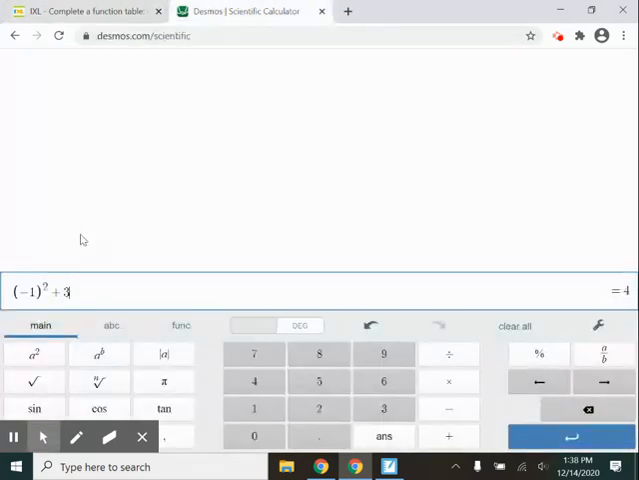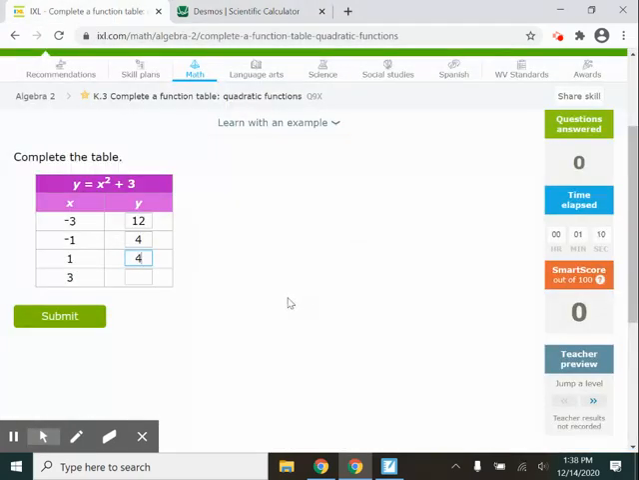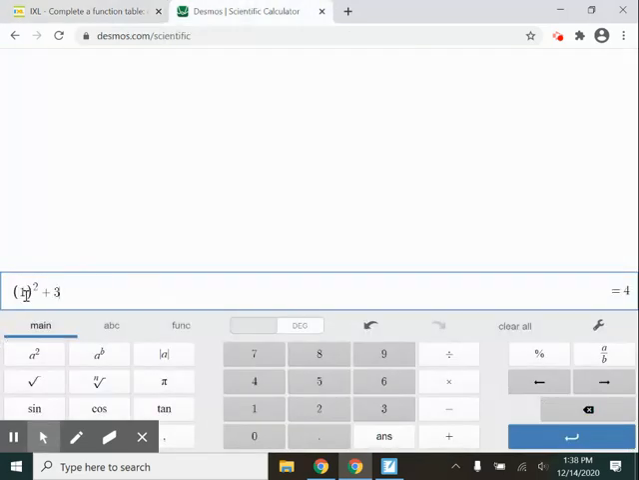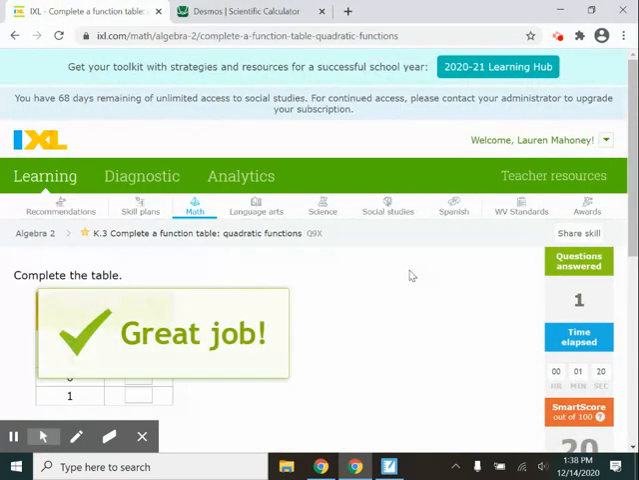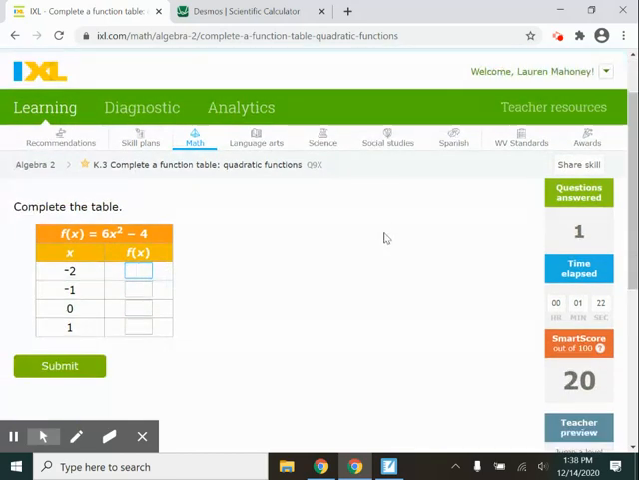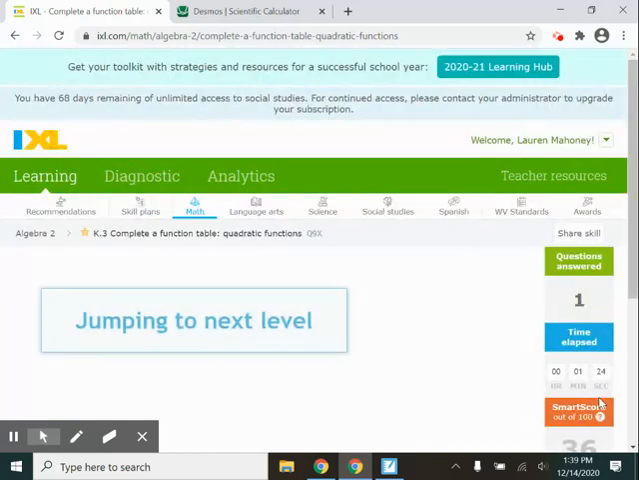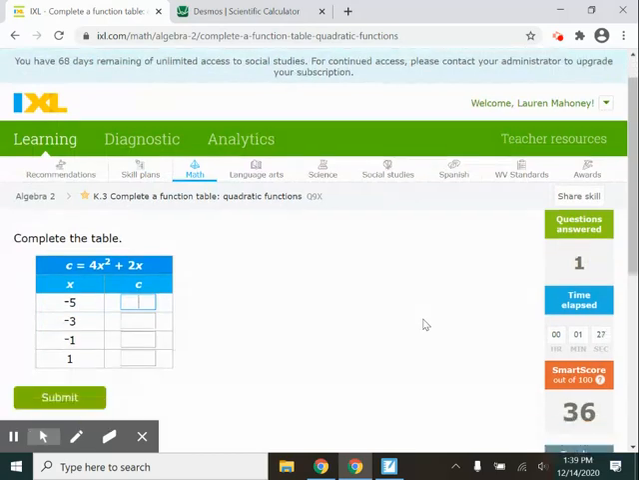For +1, I'm going to get rid of that negative there. That's also going to give me a 4. And then I need to put in for a 3, and you can see that one gives me 12. And that's all you need to do. And this section is actually really easy whenever you have Desmos, even if I skip to a higher level.